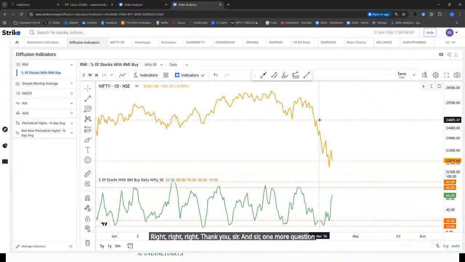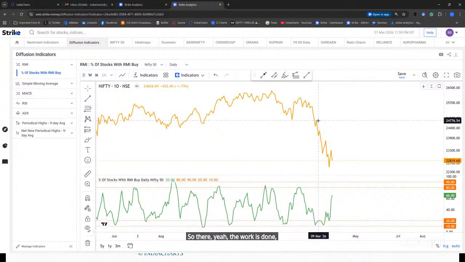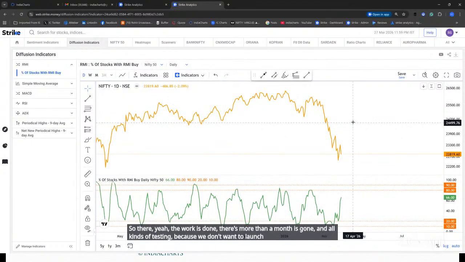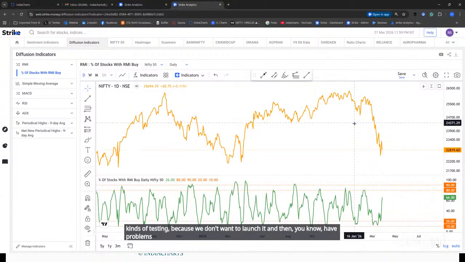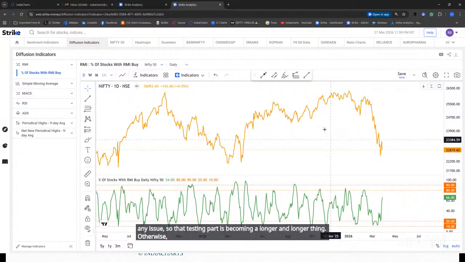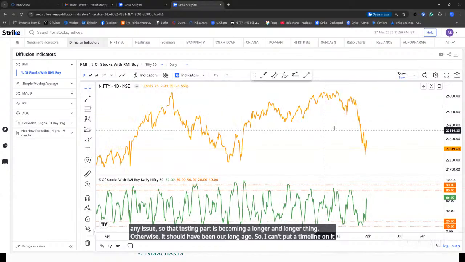Actually, when is the app coming out? I'm just waiting. The work is done, but more than a month has gone in all kinds of testing because we don't want to launch it and then have problems or any issue. So that testing part is becoming a longer and longer thing. Otherwise, it should have been out long ago. So I can't put a timeline on it. The team is trying to bring it out as soon as possible.